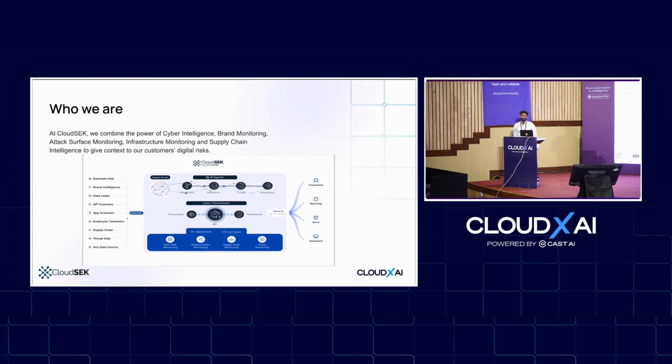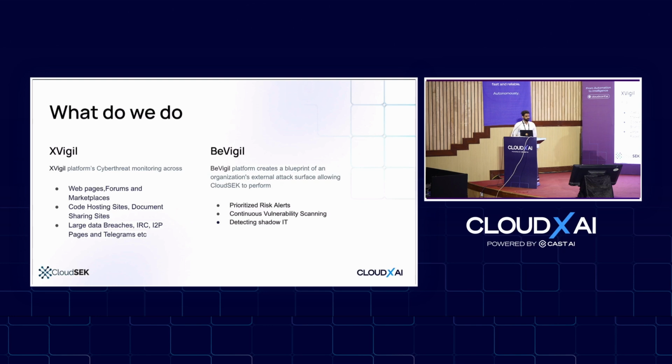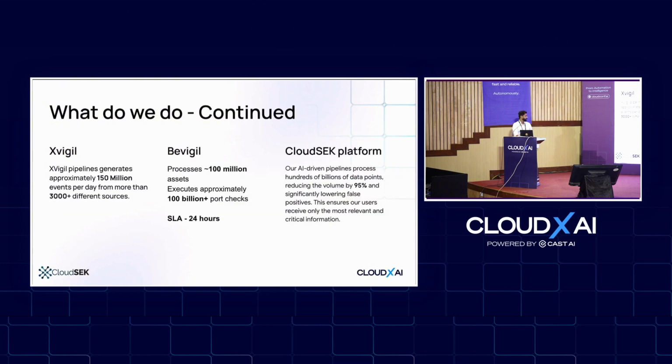So what we do is basically scan for client assets, be it a domain name or a keyword, code repository leak, credential leak, and a lot of different things, right? What you see in the leftmost column are all our data sources. We have mainly two products, XVigil and BVigil. XVigil is cyber threat and brand monitoring, phishing, and so on. BVigil is on infrastructure scanning, right?